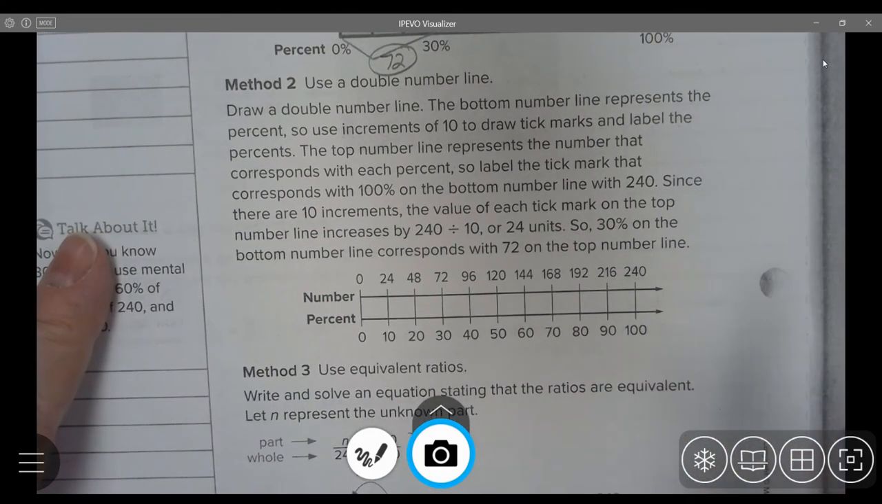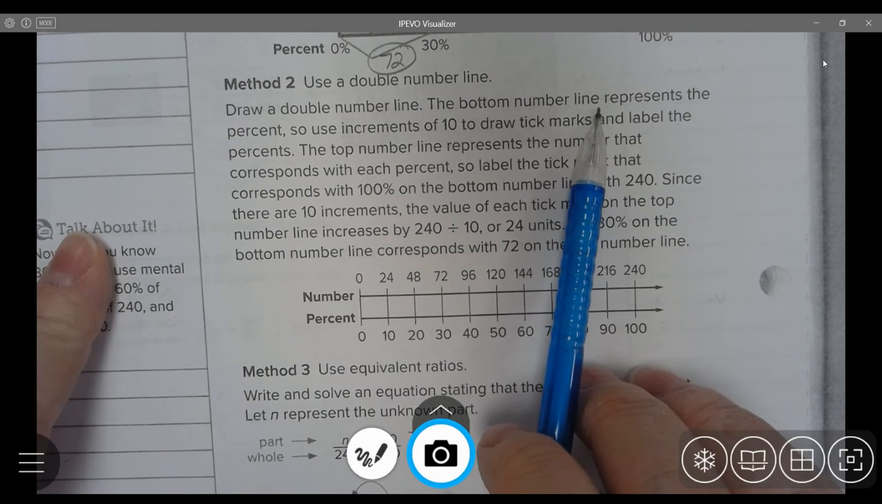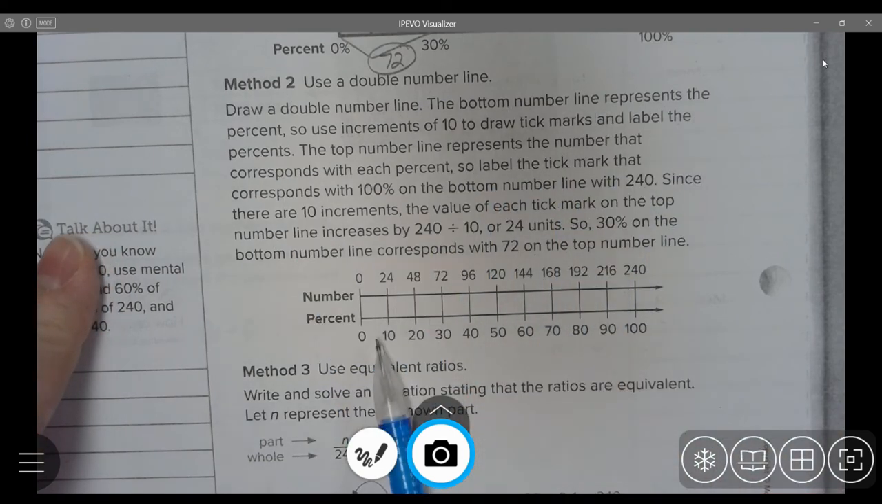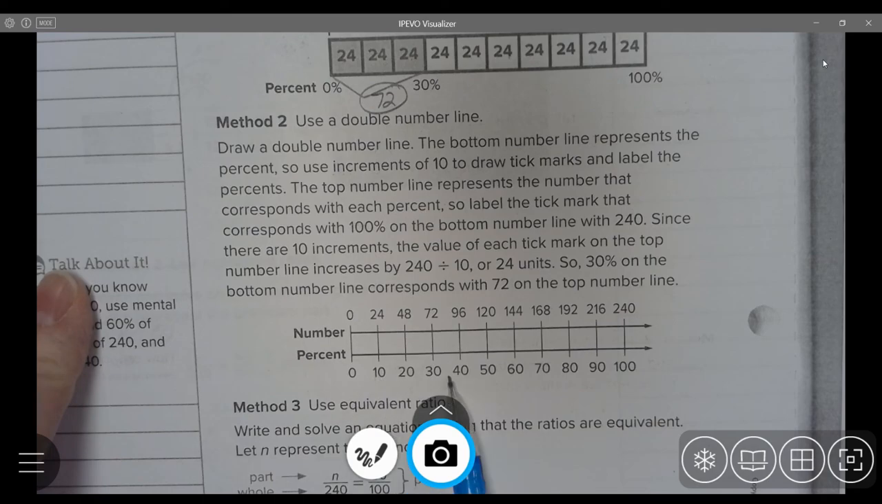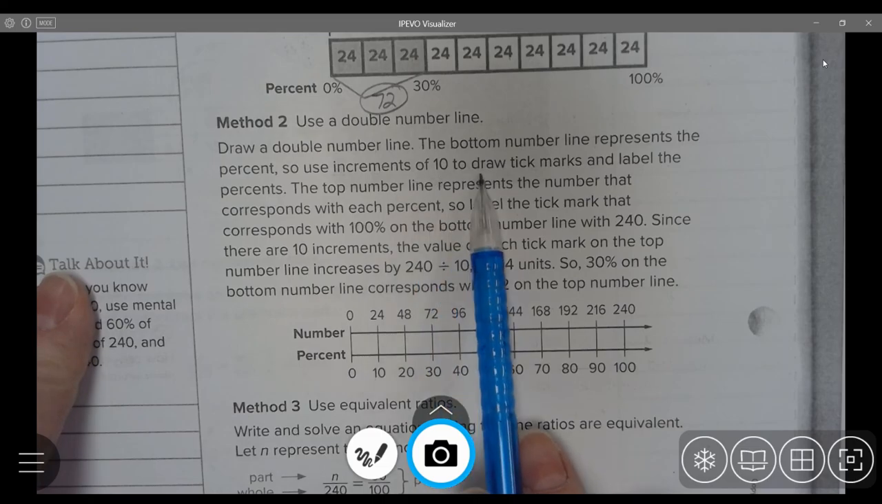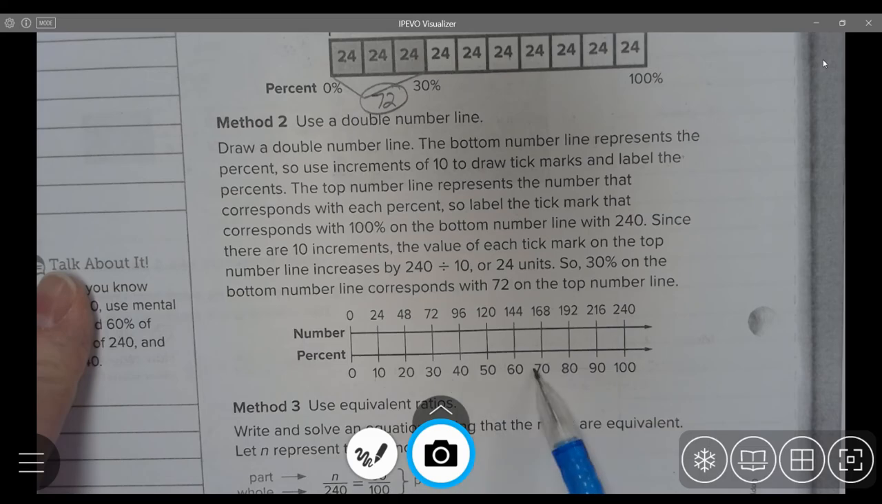Method number 2 would be using a double number line. The bottom number line represents the percent. So we have that percent and it's broken into 10, just like what we did up here with the bar diagram. So 10, 20, 30, all the way to 100%. Each increment of 10, draw the tick mark and label the percent. So like I just said, 10, 20, 30, all the way to 100.